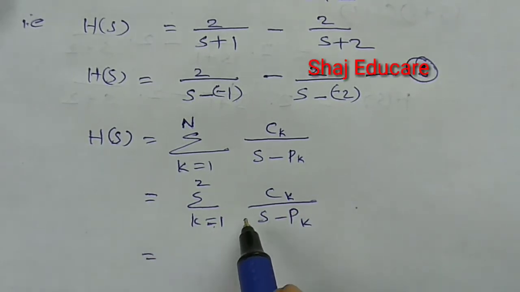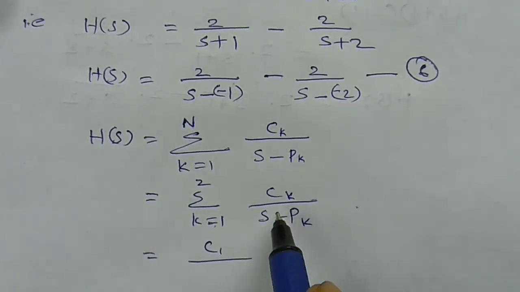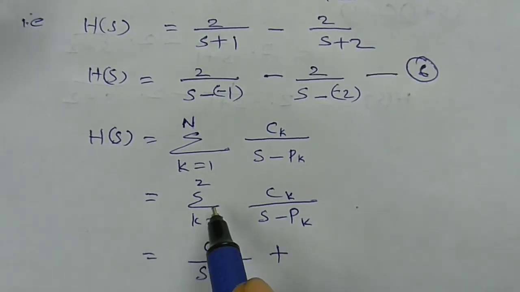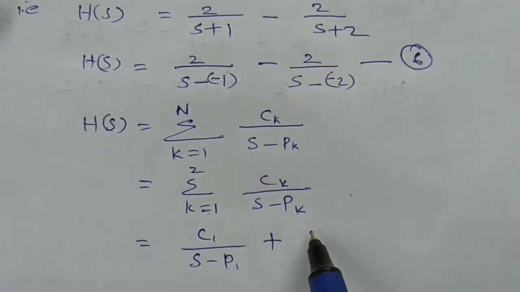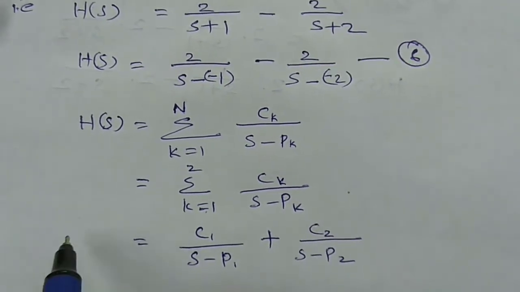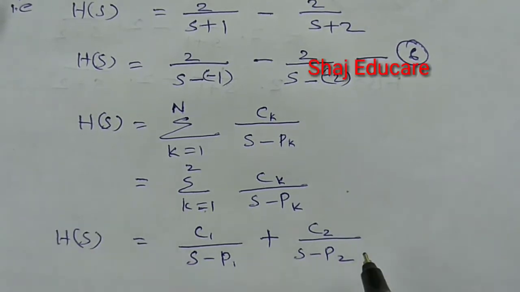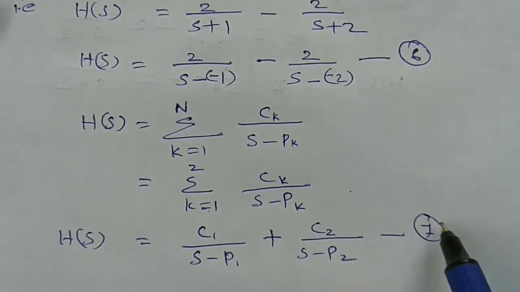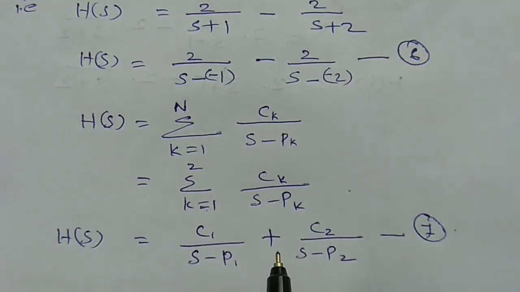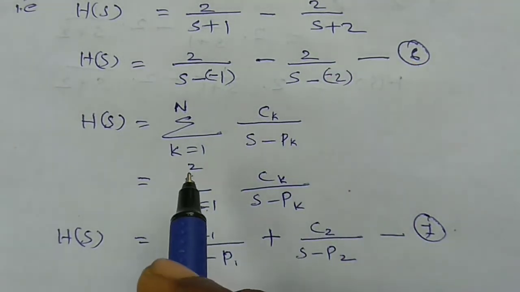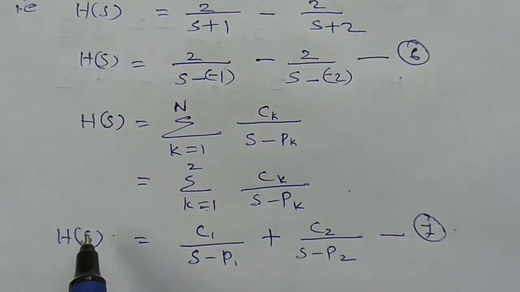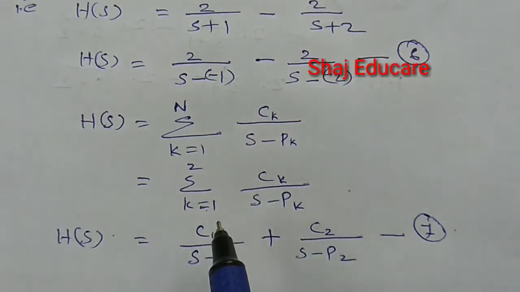Now let us expand the summation. For k equal to 1, we have c1 divided by s minus p1. Then plus, for k equal to 2, we have c2 divided by s minus p2. That is h of s. Now let us mark it as equation number 7. Now let us compare equation 6 and 7. Here the LHS, h of s, are equal, so the RHS should be equal.